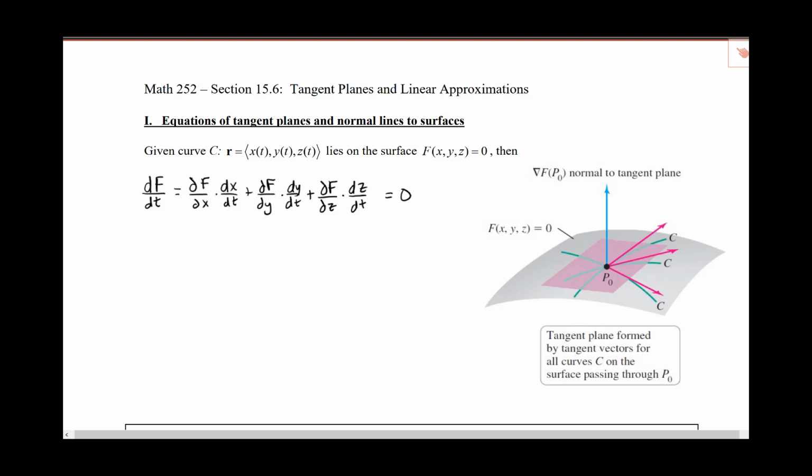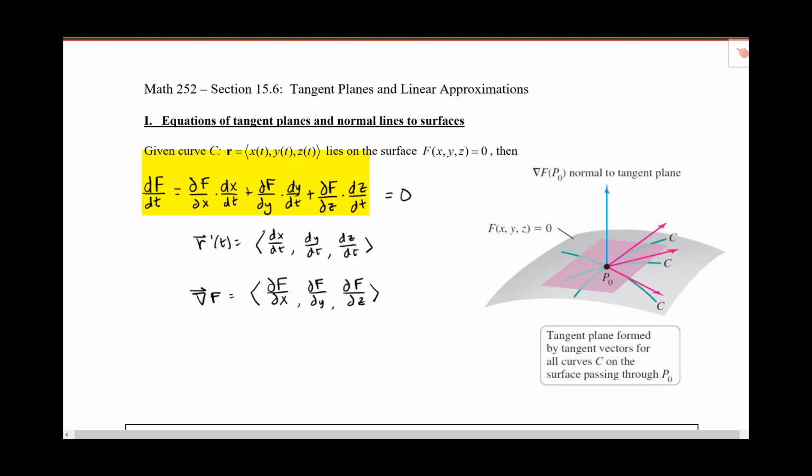Now, given the vector equation of the curve, r, we can find the equation for r prime of t. And r prime of t would simply be the vector given by <dx/dt, dy/dt, dz/dt>. We could also write the vector for the gradient of our capital F function. And the gradient of F would be <partial of F with respect to x, partial of F with respect to y, partial of F with respect to z>.